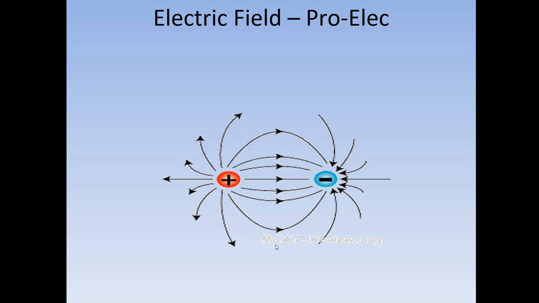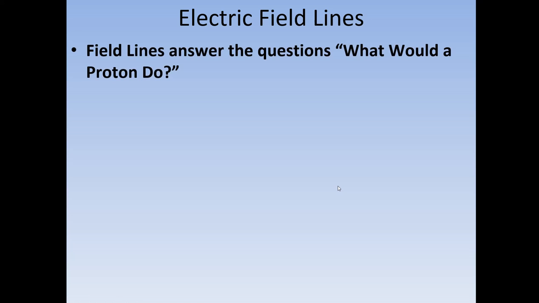And then the other one of note is a proton and electron, or a positive and negative. Here you end up getting, again, what would a proton do? It would go away from the positive object, but then as it goes away, it will start to get attracted to the negative object and will start going towards it. So again, what would a proton do? Away from the positive object towards the negative object. So, as I said, the field lines always answer the question, what would a proton do?